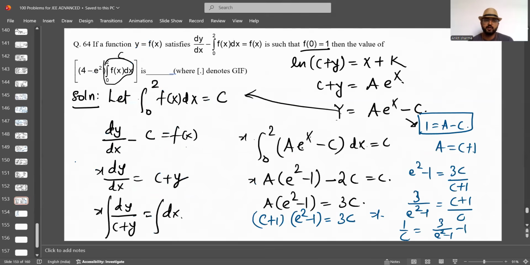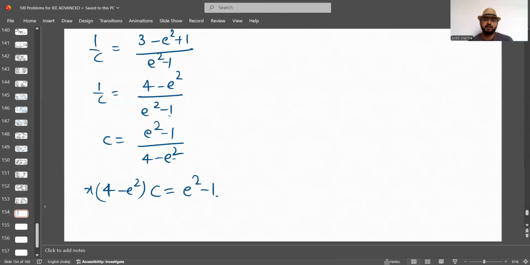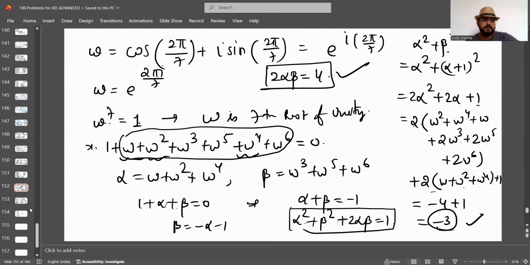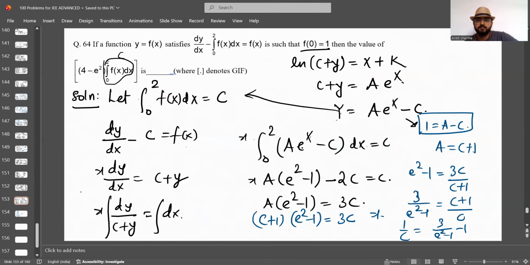And if you look at the problem carefully, then it is (4 minus e square) into c. So that means we already have landed up with this. So I just need to take the GIF of e square minus 1. So e square turns out to be nearly 7 point something. Minus 1 will be 6 point something. So 6 point something GIF, if I take, then it is going to be 6. So I hope that is clear. Now we'll go for the next problem.